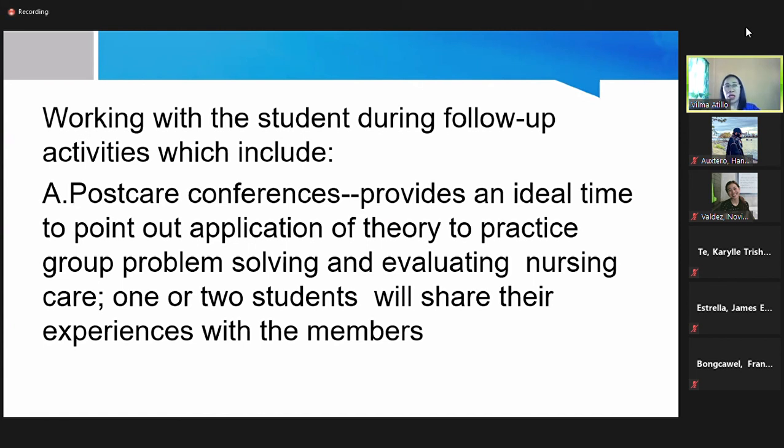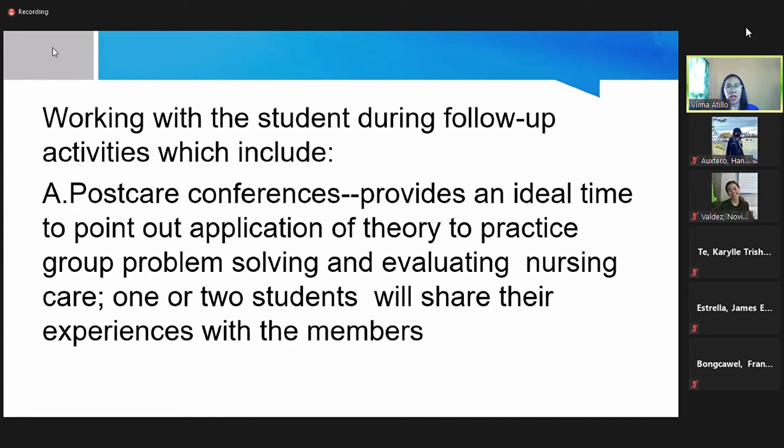Earlier, you were giggling in the ward, no? This is not the place for giggling because patients are suffering. So, there you will be corrected. The problems, how to solve them. It provides an ideal time to point out application of theory to practice, group problem solving and evaluating nursing care. One or two students will share the experiences with the members.